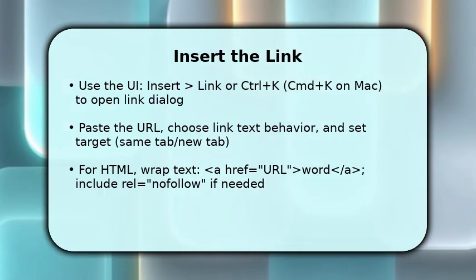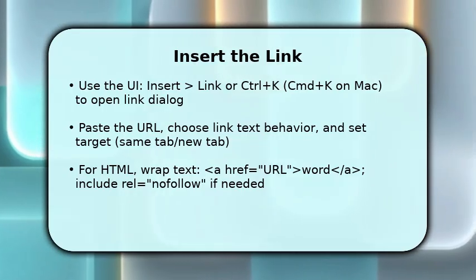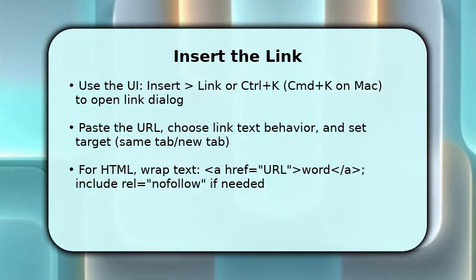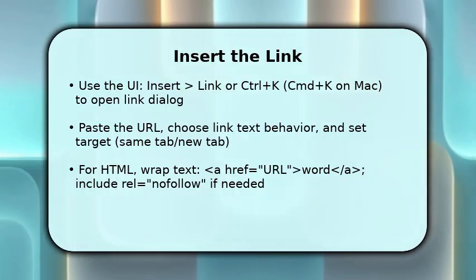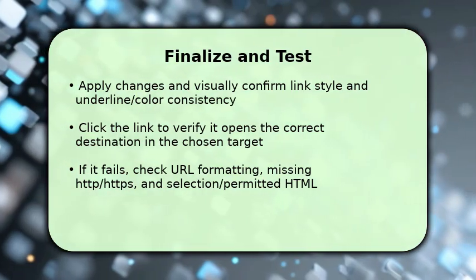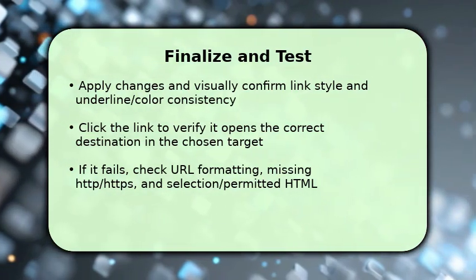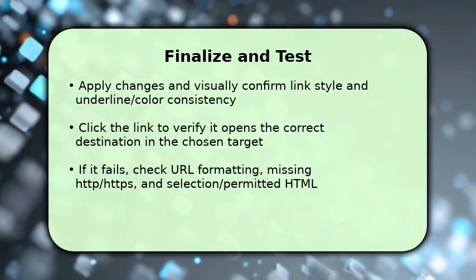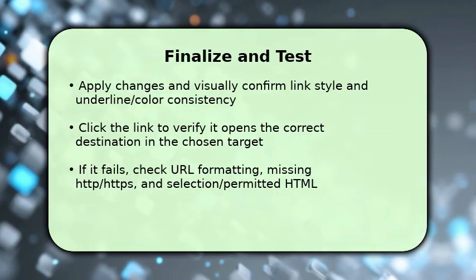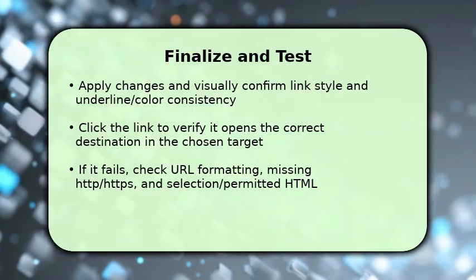If you're editing raw HTML, wrap the word in an anchor tag and include attributes such as rel and target to control behavior and SEO. You finish by applying the change and visually inspecting the link's appearance to ensure it reads correctly and matches your style guide. Then click the link to test. Verify it resolves to the correct destination and opens in the tab behavior you chose.